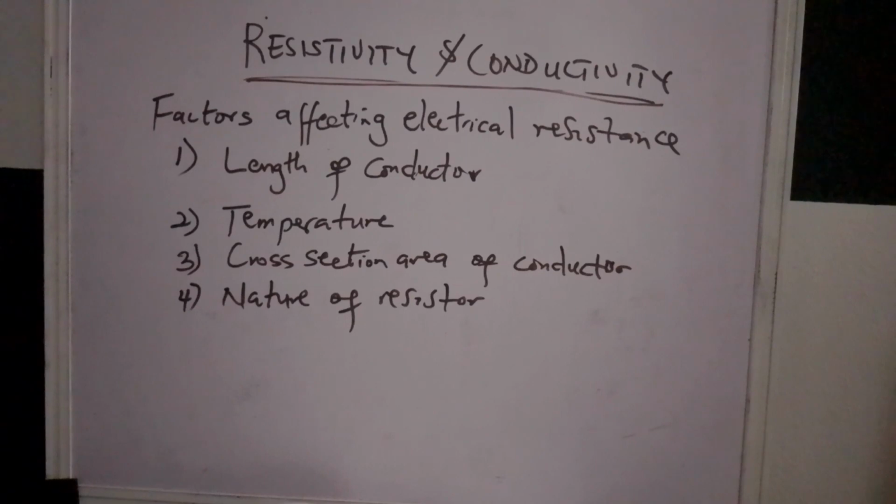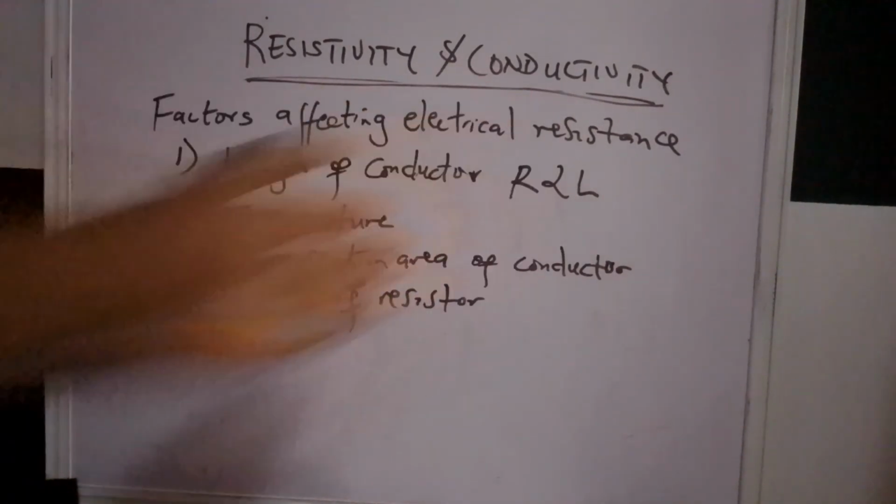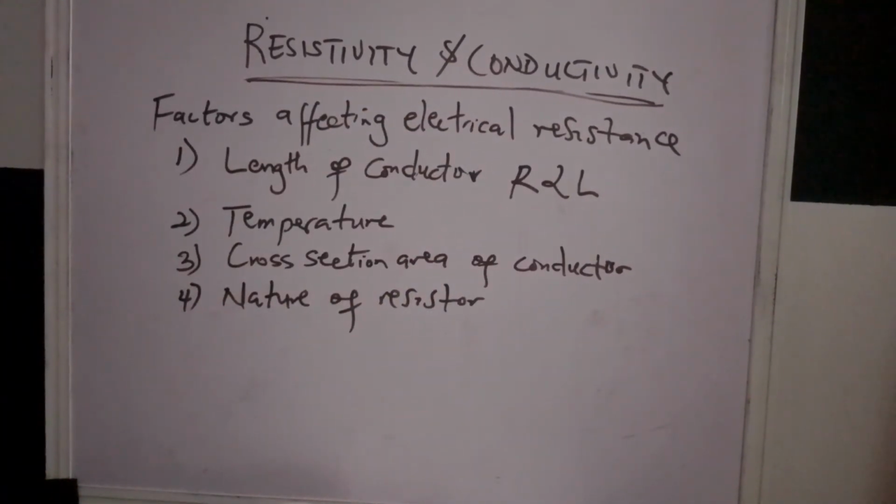The relationship is simply that the resistance of a conductor is proportional to the length of the conductor. We can say R is proportional to length. Which means the more the length, the more the resistance in the circuit, and the smaller the length, the smaller the resistance in the circuit. So let's look at number 2.